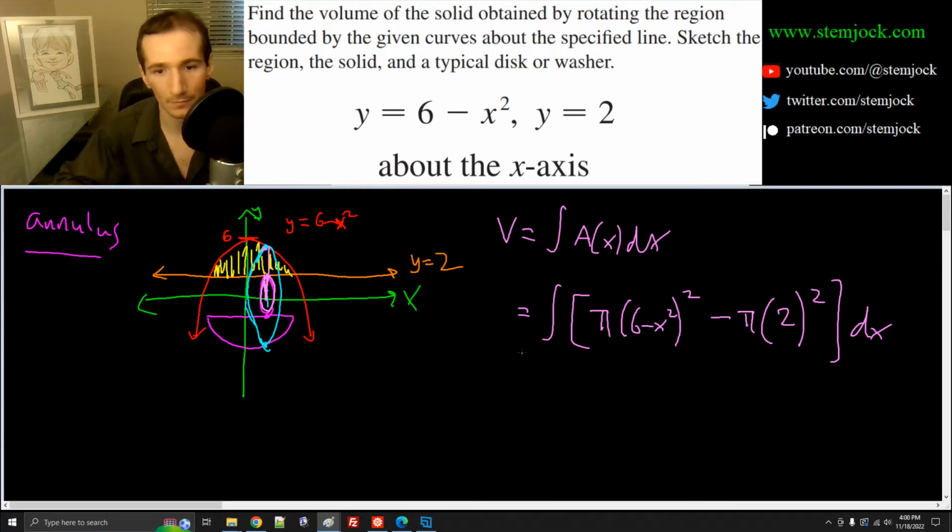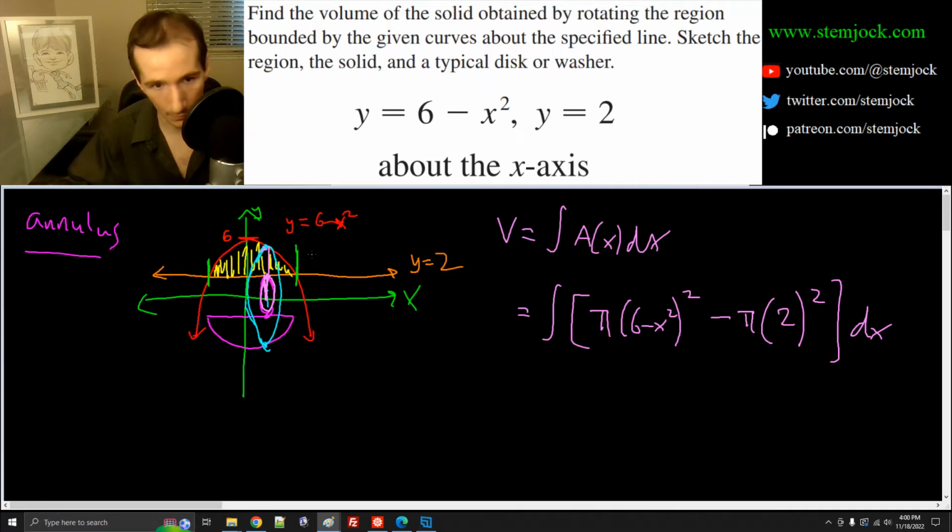Now the question is to find the limits of integration that we have to use. We have to look at our area of interest here, and we have to ask, what is the lowest value of x of this area? It's going to be this value of x here that is the lowest. And then what value of x is the highest? It's going to be on the other side. It's going to be this one right here.